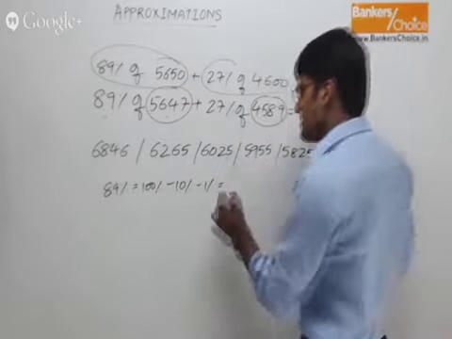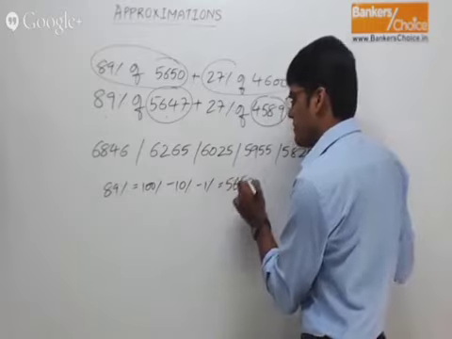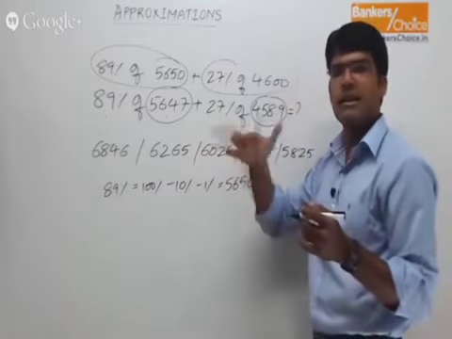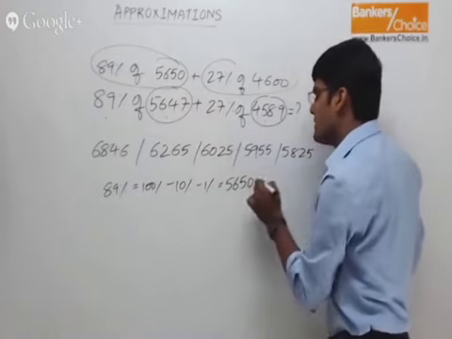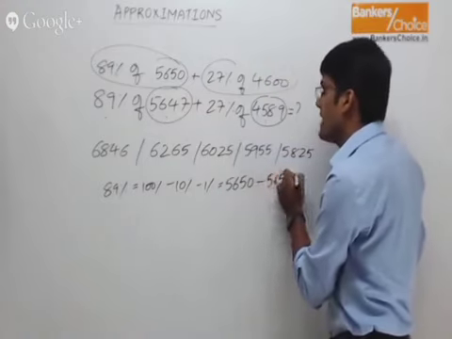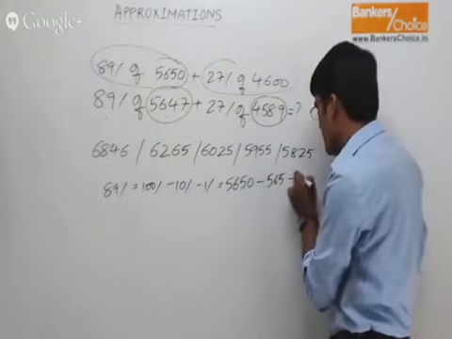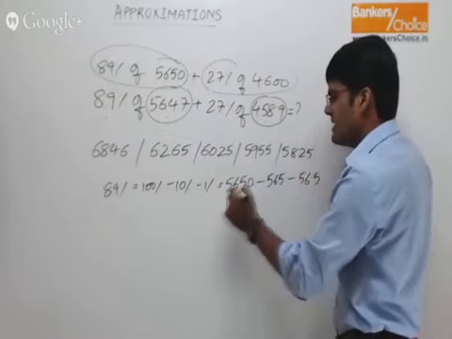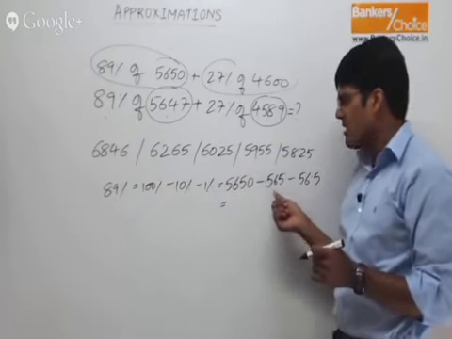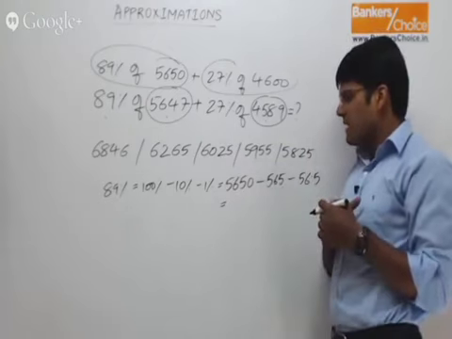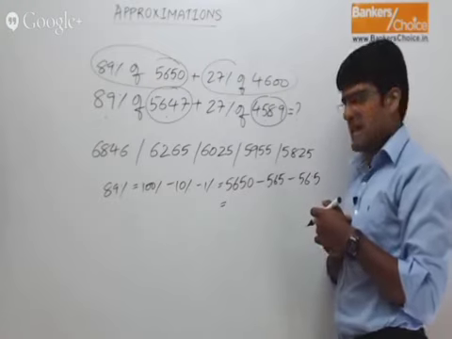So 100% is how much? 5,650. This should be visualized. I mean, I'm writing so that I can explain you, but try to visualize. So 5,650 minus 10% of 5,650, 565 minus 1% of 5,650, 56.5. So what will this be? 5,650 minus 565 minus 56.5. 565 and 56.5. How much is that?